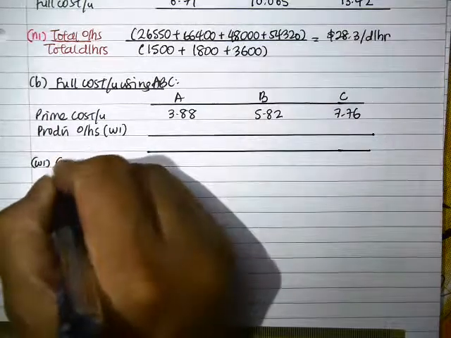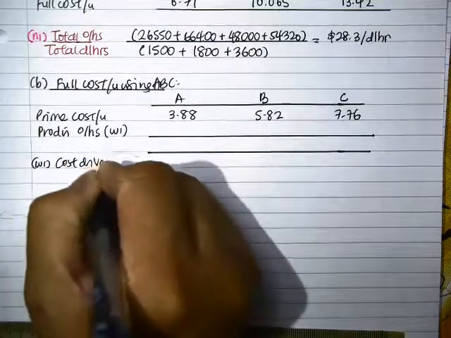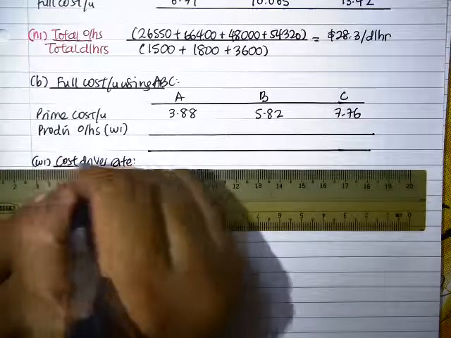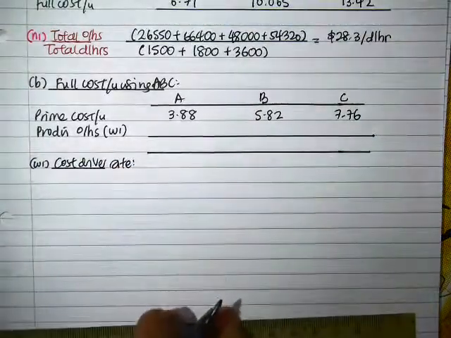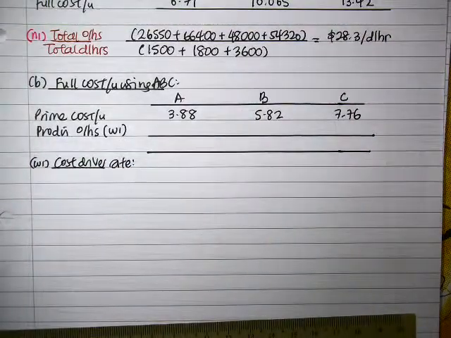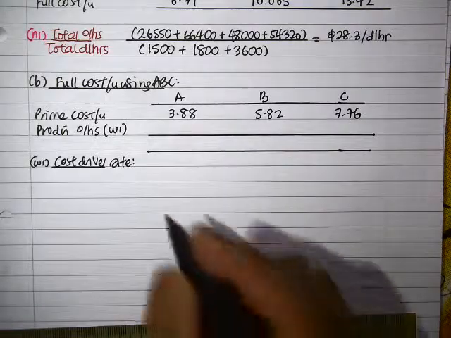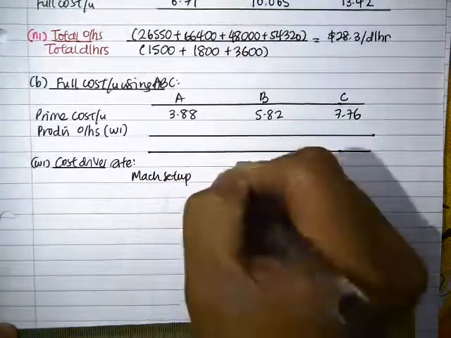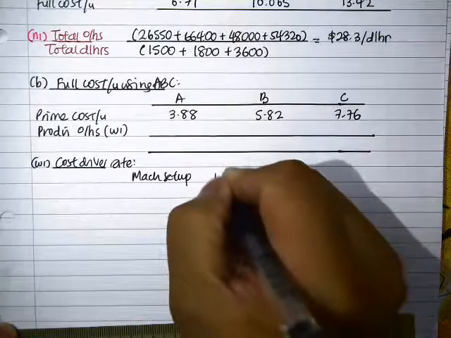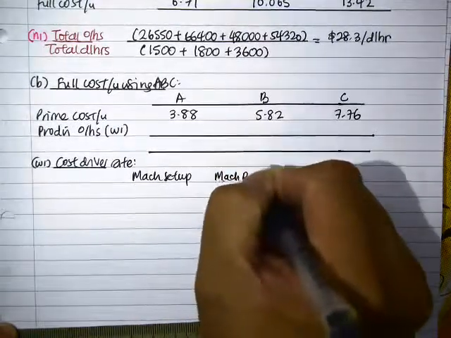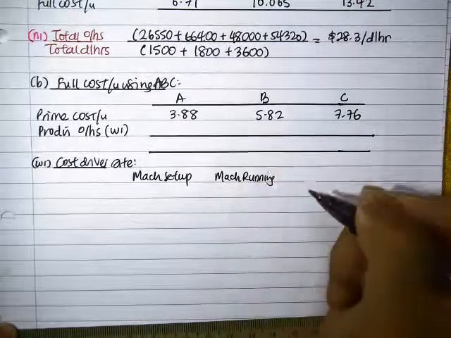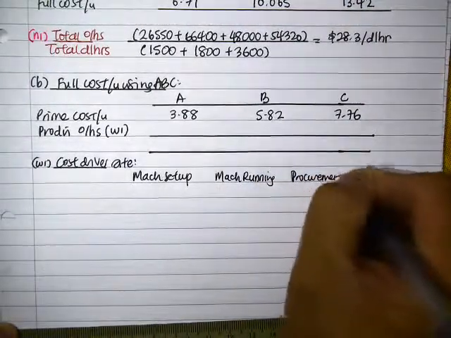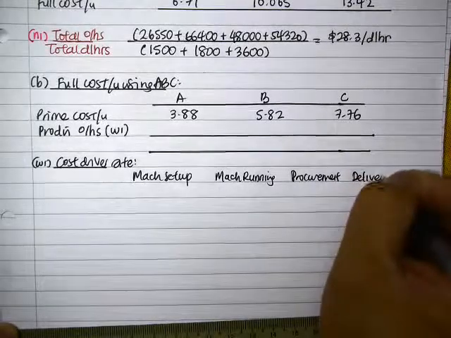Right, so the first thing is to work out the cost driver rate. Now you have all in 4 cost drivers, 4 cost pools, okay? So one cost is machine setup. So you just follow how many categories they give you. The other one is machine running. And then you have procurement. Then you have delivery costs.